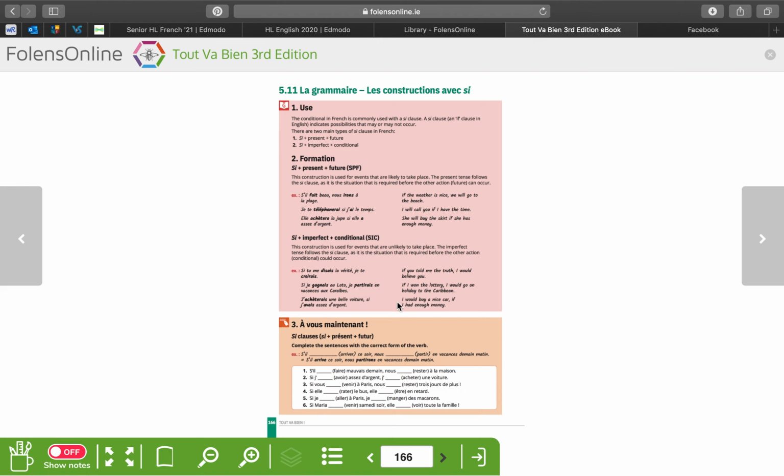Finally, I would buy a nice car if I had the money. J'achèterais une belle voiture si j'avais assez d'argent. So a conditional question that we could have in our oral. So you won't always be asked a conditional question. Generally speaking, if you are, it's a good sign. It means that you're going for high grades if they think that you're able for conditional questions.